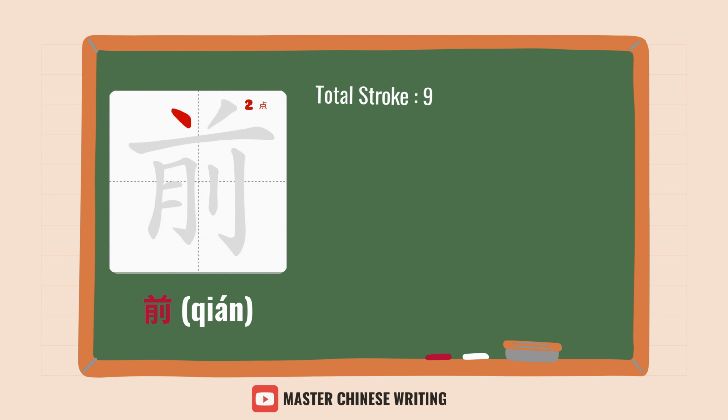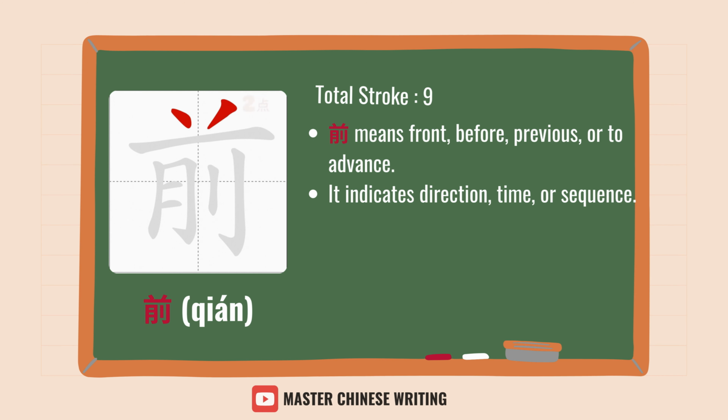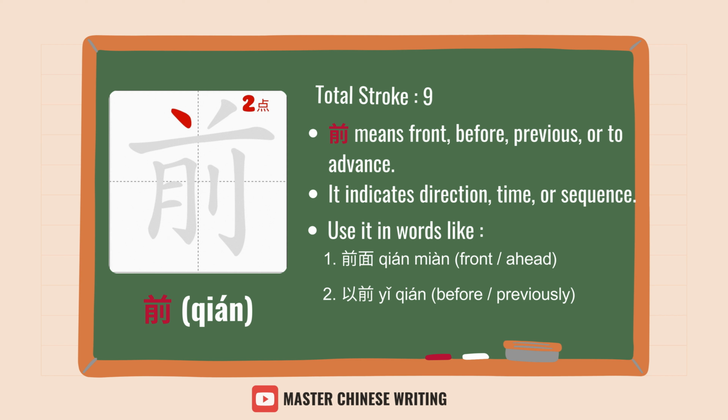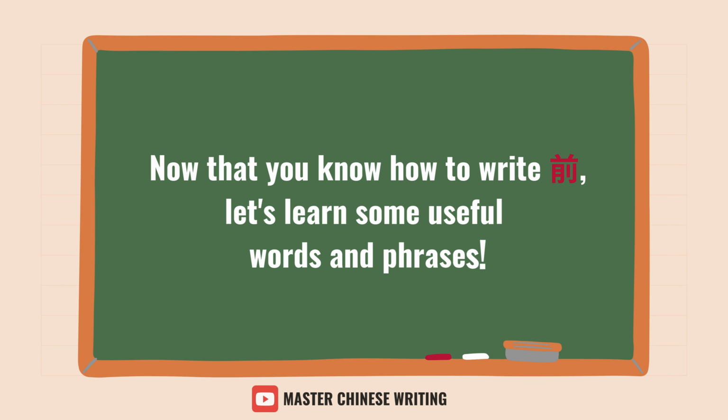点点横竖横折钩横横竖竖钩. 前 means front, before, previous, or to advance. It indicates direction, time, or sequence. Use it in words like 前面, front or ahead, or 以前, before or previously. Now that you know how to write 前, let's learn some useful words and phrases.